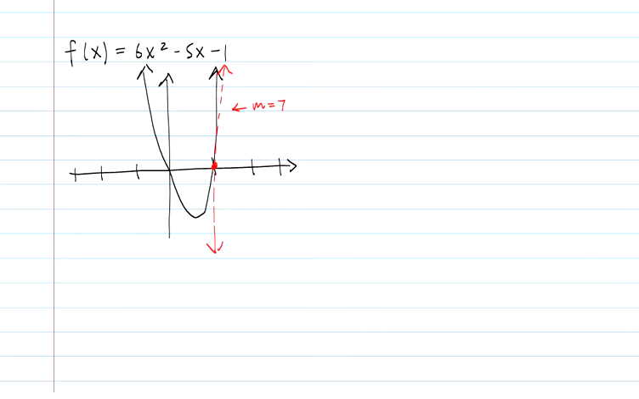Okay, before we end this little video, another common question that you might be asked at this point is, what is the equation of the tangent line? So we found the slope of that tangent line, it's 7. To take it one step further, we can find the equation of the tangent line.